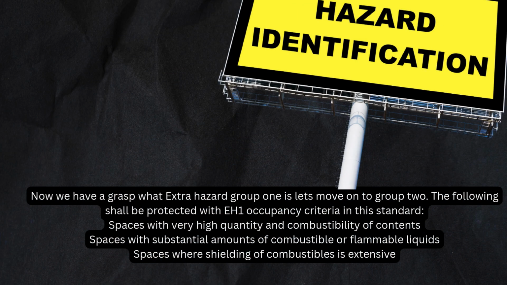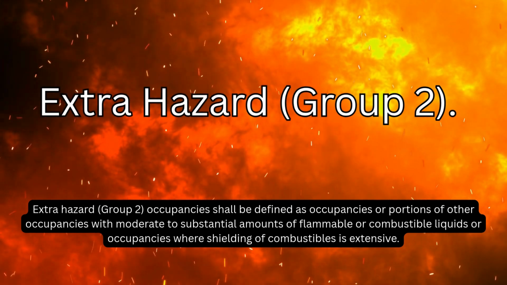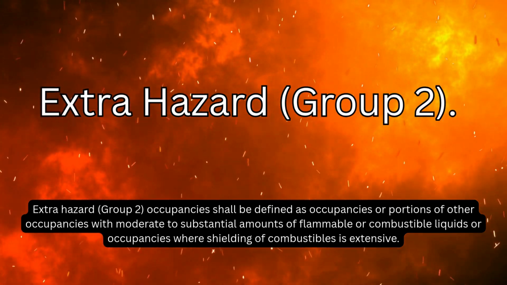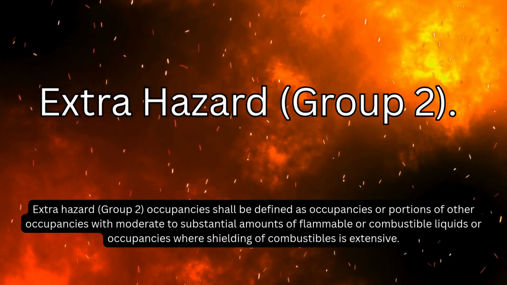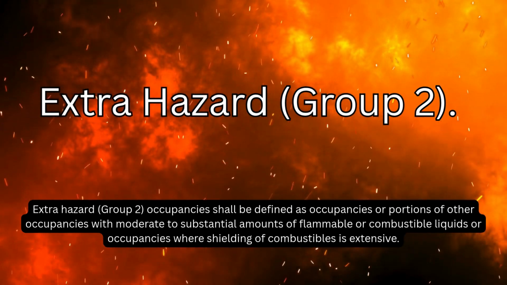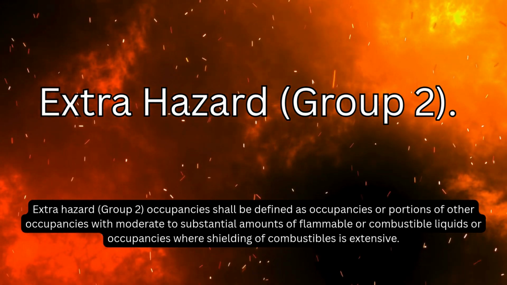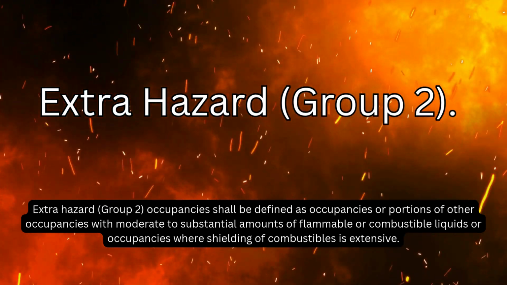Now we have a grasp of what extra hazard group 1 is. Let's move on to group 2. The following shall be protected with EH2 occupancy criteria in this standard: spaces with very high quantity and combustibility of contents, spaces with substantial amounts of combustible or flammable liquids, spaces where shielding of combustibles is extensive. Extra hazard, group 2. Occupancies shall be defined as occupancies or portions of other occupancies with moderate to substantial amounts of flammable or combustible liquids, or occupancies where shielding of combustibles is extensive.